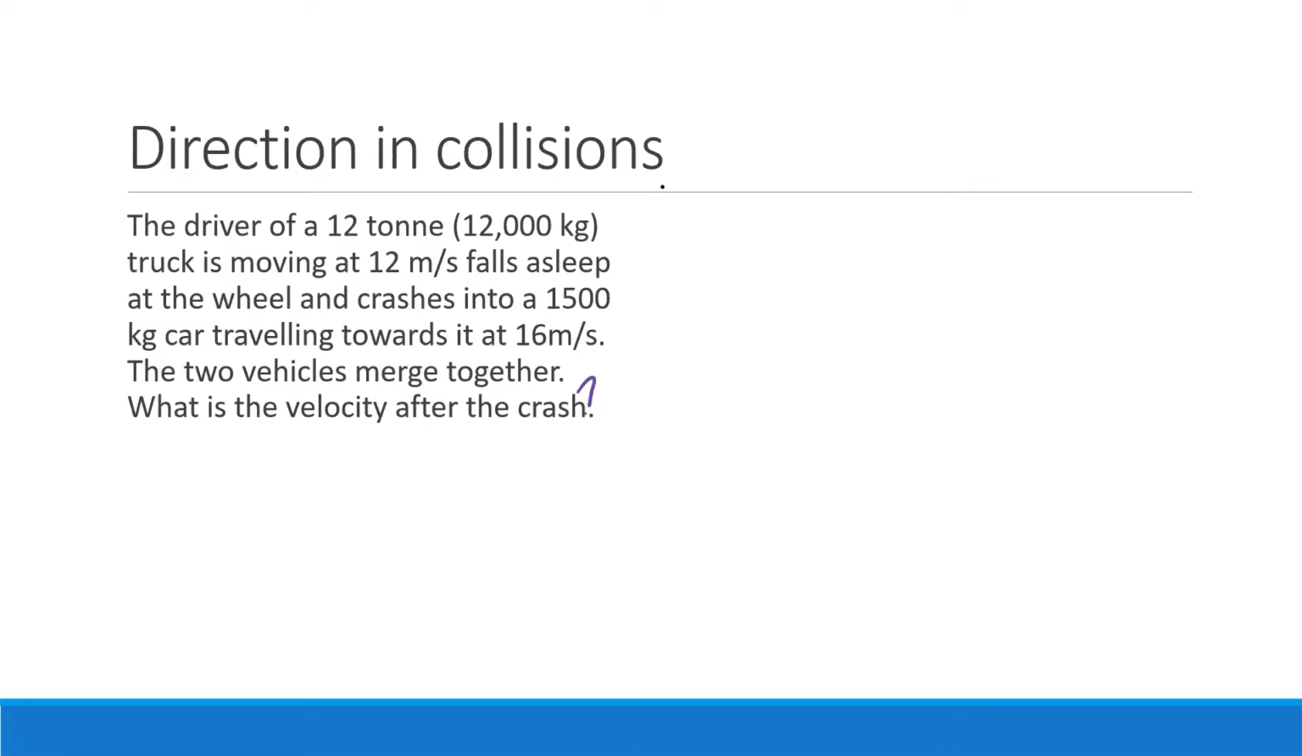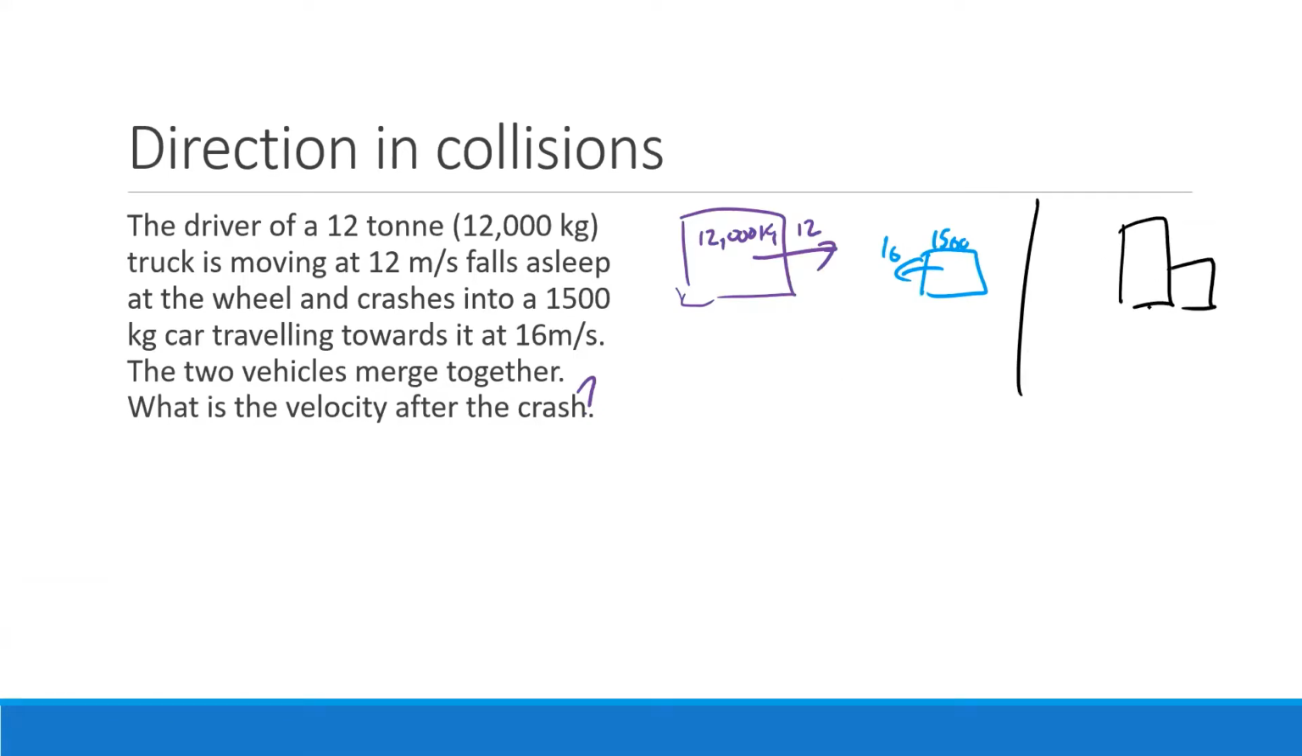So let's draw our truck. Here is our truck. It is 12,000 kilograms, moving at 12 meters per second. Then there is a car of 1,500 kilograms traveling towards it. So there's a car here that's traveling towards it at 16 meters per second, but it's only 1,500. And then afterwards, together they are both moving together. But here's the interesting thing, right?